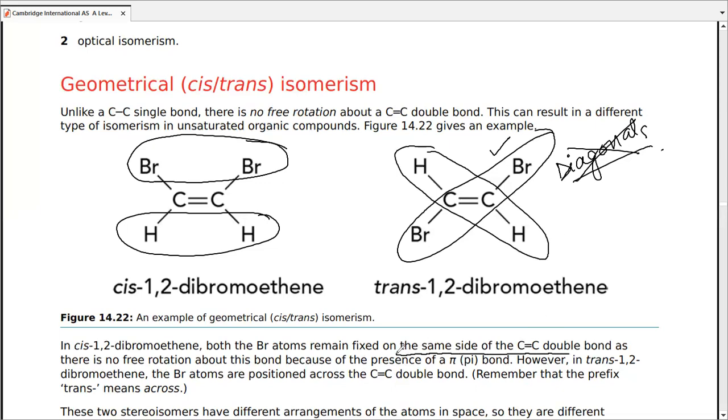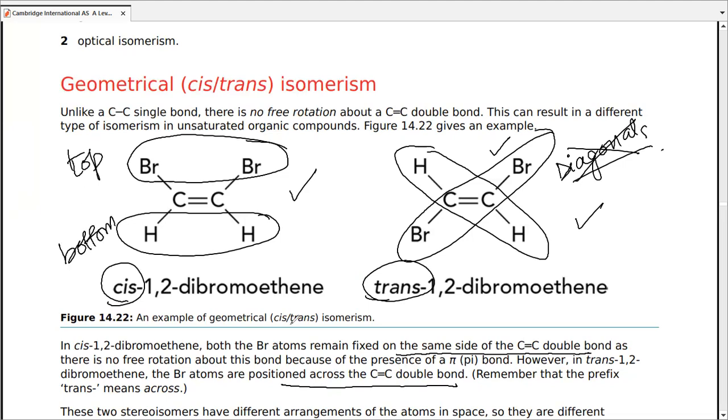On the same side of the carbon-carbon double bond is cis, right? Position across the carbon-carbon double bond is trans. Pick this phrase, use this phrase every time you want to explain what cis or what trans is. Same side means top, right, and bottom. And across means diagonals or cross position. It's fine, whichever one you understand, but you don't use these words in exams, all right?